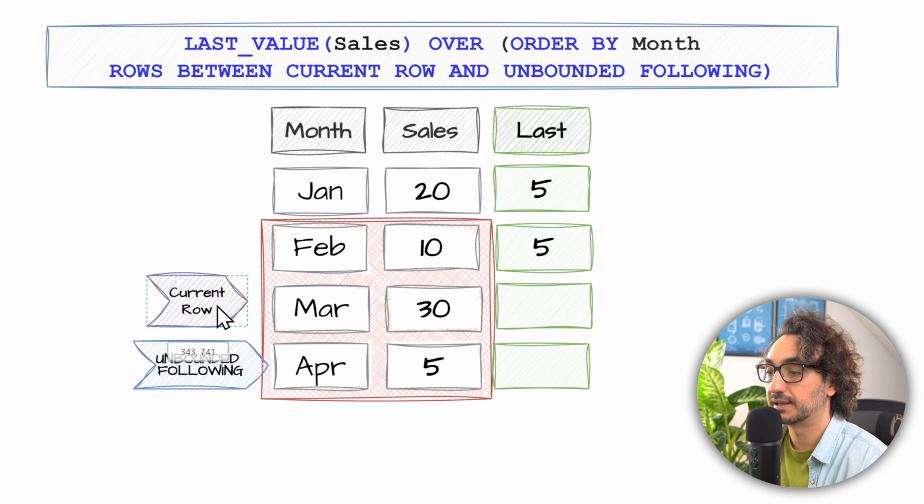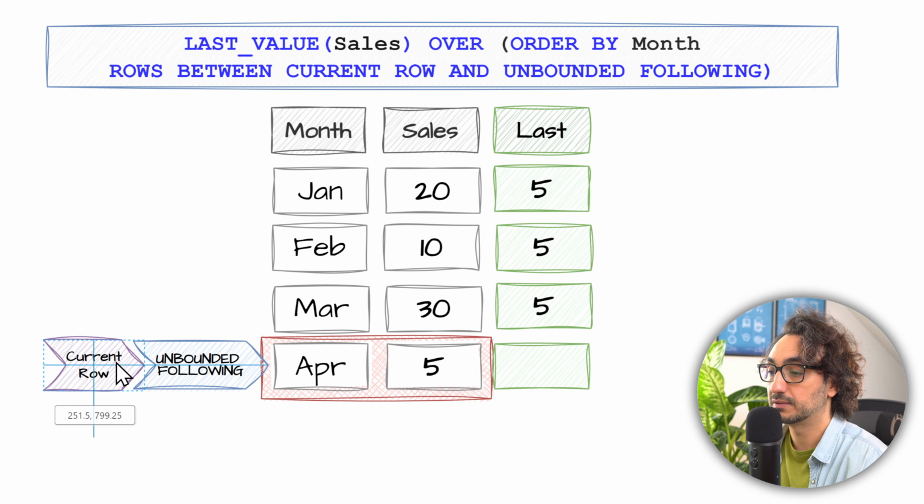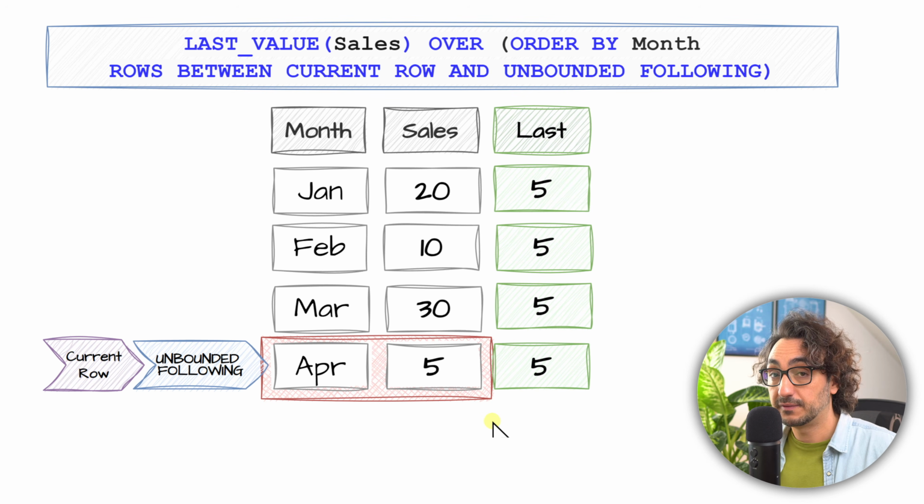Now we jump to the next one, and the frame is like this. What is the last value? As well 5. And then for the last row, the current row is equal to the unbounded following. We have only one row and it's going to be 5 as well. So as you can see, it's very simple. Just fix the frame clause and you will get the last value working as expected. This is how SQL does it. Now let's go back to SQL and start practicing.